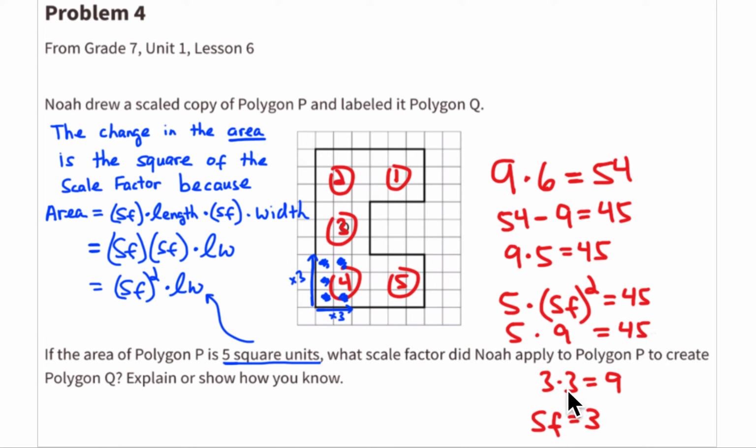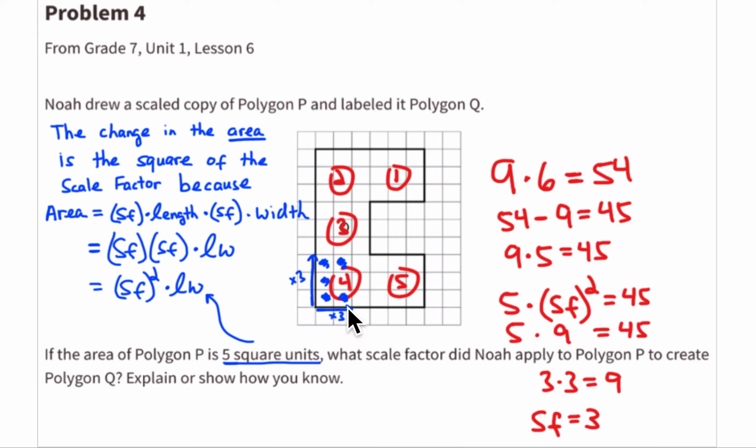So what number times itself equals 9? Another way to say that is, what's the square root of 9? I don't know how much work you've had in that. So you can look at it this way. What number times itself equals 9? Well, 3 times 3 equals 9. So the scale factor is equal to 3. Hard problem. So 5 times 3 times 3.